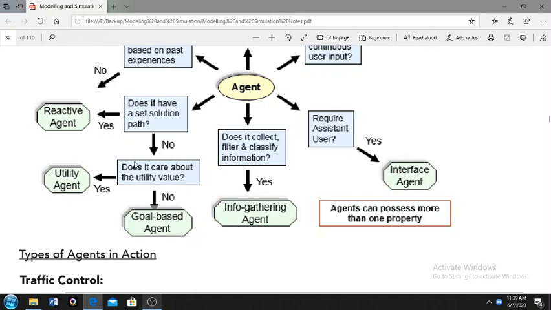Now goal-based. Goal-based agents don't care about the utility, but they want to achieve a certain goal. Like we have seen down there, city planners or policemen. Their goal is to secure the population. They are goal based. You know, utility agent, they care about the utility.